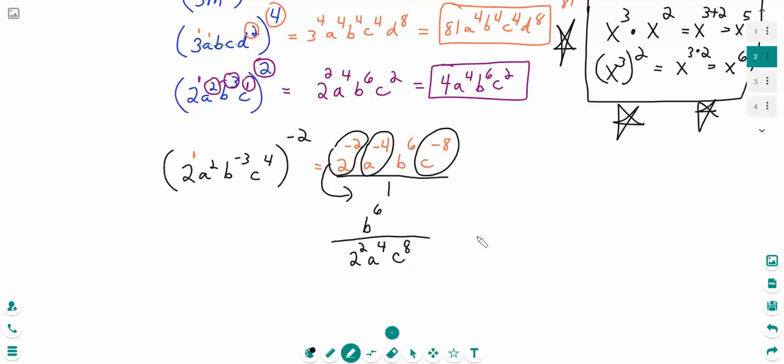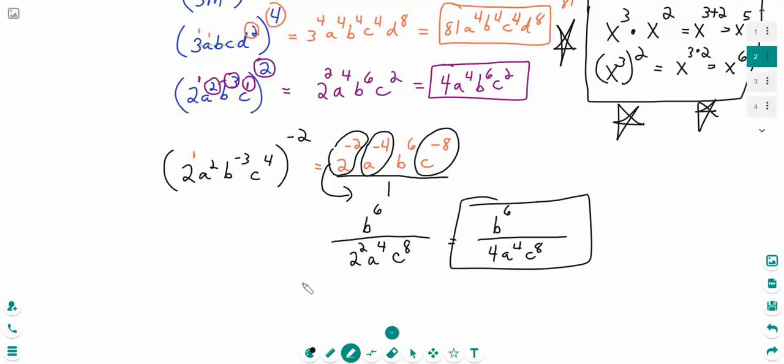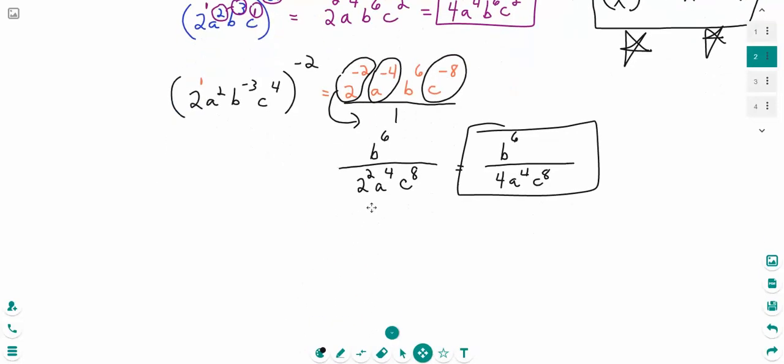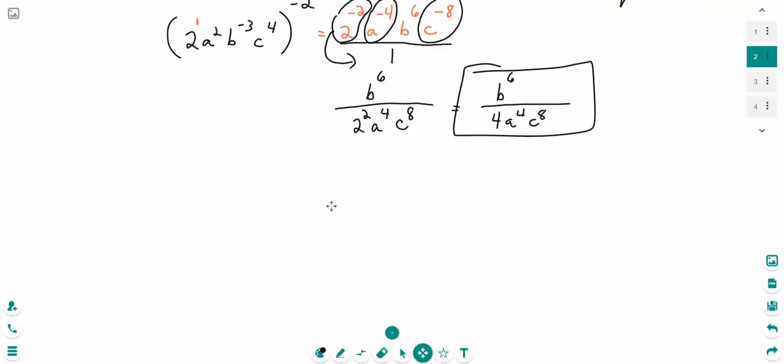And now once we've reached this point, it's much easier to decide what this 2 is. It's not so easy when we're looking at 2 to the negative 2. What is that? Well, now it's 2 to the positive 2. We can definitely figure that out. So we end up with B to the 6th over 2 to the 2, which is 4, a to the 4th, c to the 8th. And that would be our solution. All right? Okay, let's try one more here. Maybe I'll just pull one straight from the book and see how you handle it.